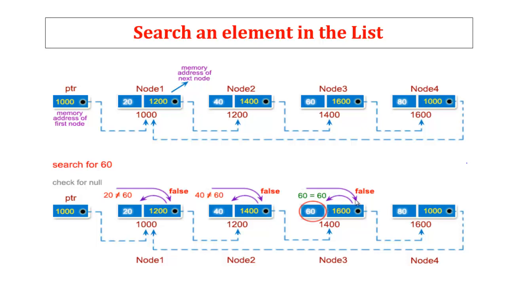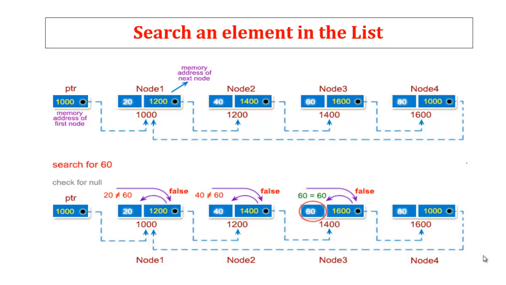Okay, if you are going to search for the element 70, that is, 20 equal to 70, the condition fails, and then 40 equal to 70, the condition fails, and then 60 equal to 70, the condition fails, and then 80 equal to 70, the condition fails. If the search element is not present in any node, it will print that your element is not found in the circular singly linked list.